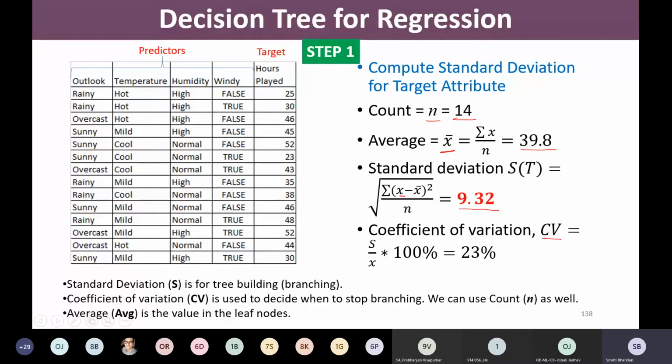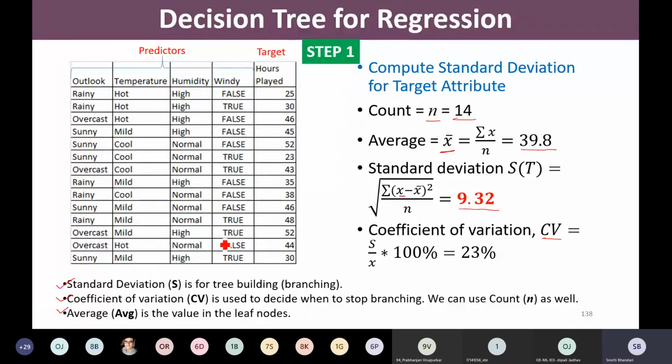Now, earlier in the ID3 algorithm for classification we were using entropy. Instead, here we are making use of standard deviation. So standard deviation S is being computed for building the tree. Then the next parameter that we are going to compute is the coefficient of variation, CV, and that is used to decide when to stop branching. And the average that we are computing is the value that we are going to store in the leaf node, right?